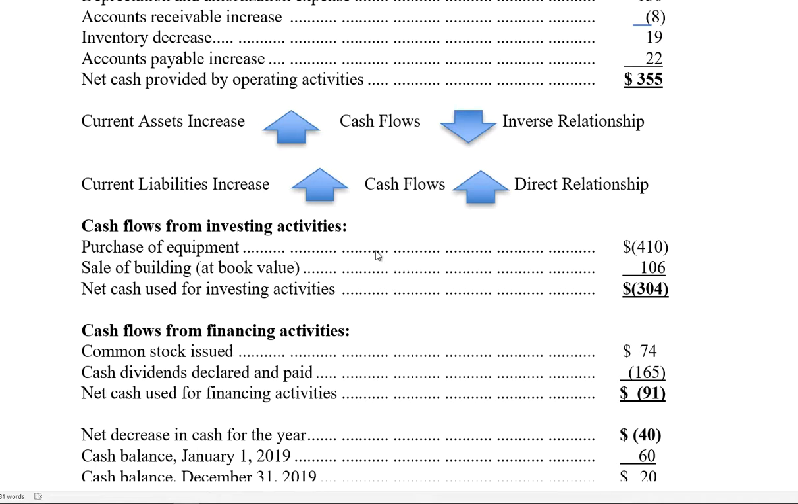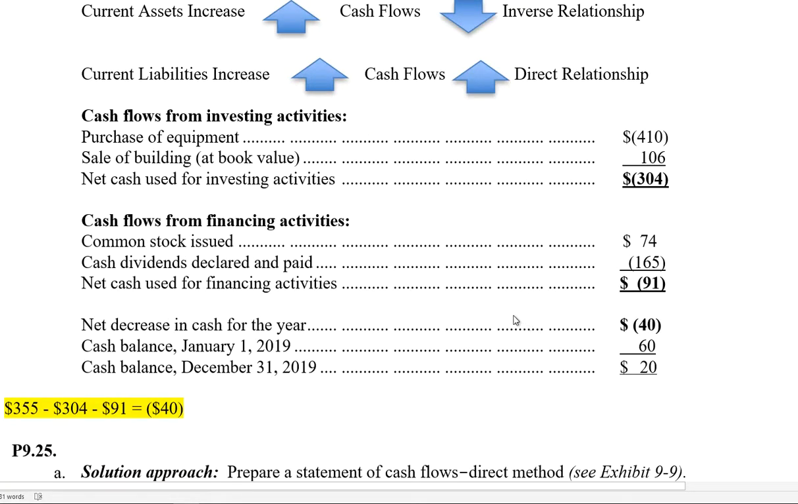So both investing activities and financing activities are calculated in a direct relationship to the financing activities that are going on or the investing activities that are going on. So there is no inverse relationship except for current assets. So all you have to do is just kind of memorize that. Right? But what I want to do is show you how this works here.